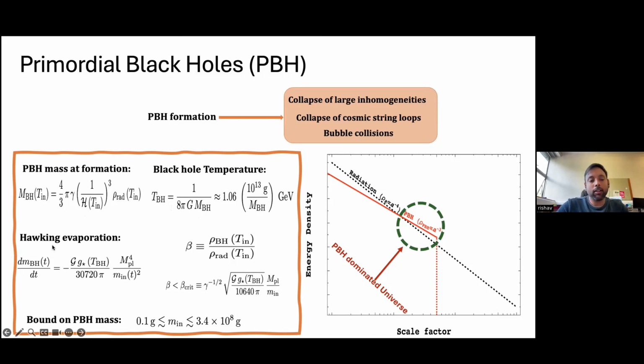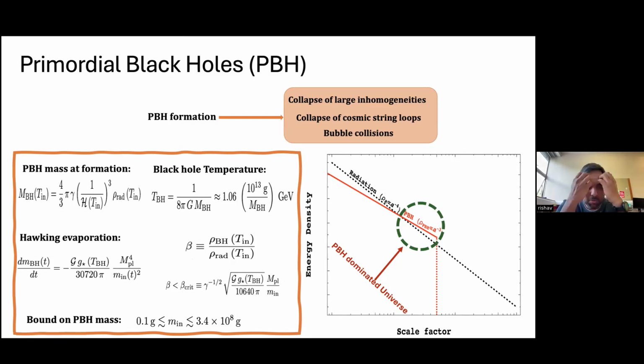Now, as I said, this PBH will actually evaporate, and as a result of its evaporation, its mass will keep on changing. And this is how the rate at which the mass of PBH changes. It also depends on the initial mass of the PBH. Another important quantity is beta, which is basically the ratio of PBH energy density to the radiation energy density. If we want PBH to dominate the energy budget of the universe, one needs to satisfy this condition, which is beta should be larger than beta critical. And this condition also depends on the initial mass.